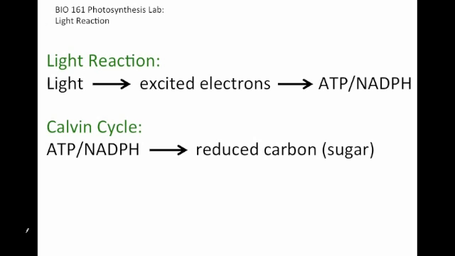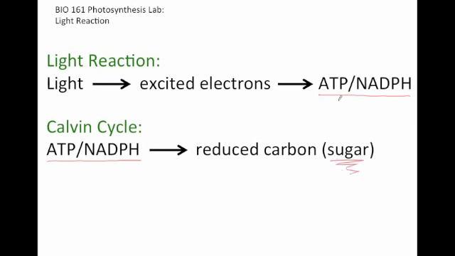So photosynthesis can be thought of in two separate reactions, the light reaction and the Calvin cycle. Both take place in the chloroplast. In the light reaction, light provides the energy to create excited electrons. Those excited electrons then give off their energy, and it gets stored in the form of ATP and NADPH, a reduced molecule that stores energy. Then also inside the chloroplast is the Calvin cycle, and that's where the energy in ATP and NADPH is used to take carbon dioxide out of the atmosphere and reduce it. And those reduced carbons are what make sugar, like glucose.